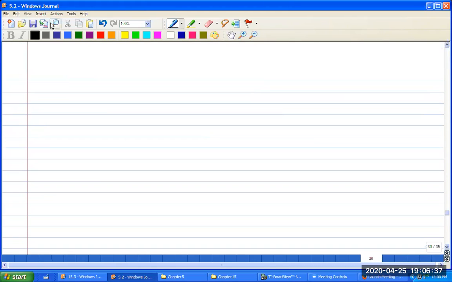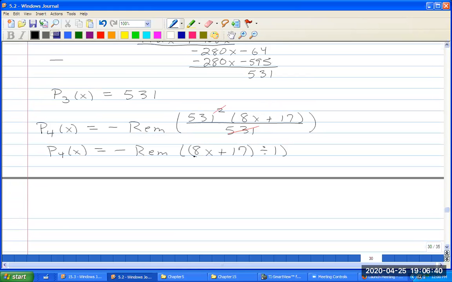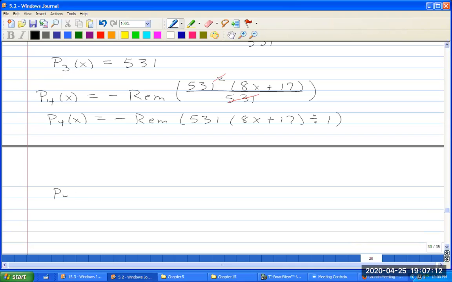So the remainder is 0. So the quotient is the 8x plus 17, 31 there, but it doesn't really matter. The 531 times 8x plus 17 divided by 1. Well, dividing by 1 means you're just going to get this quantity as your quotient plus no remainder. And so p sub 4 is 0, meaning that I should have stopped.